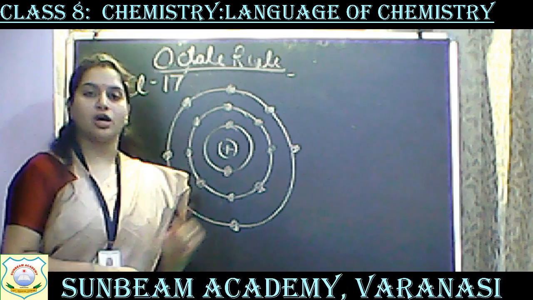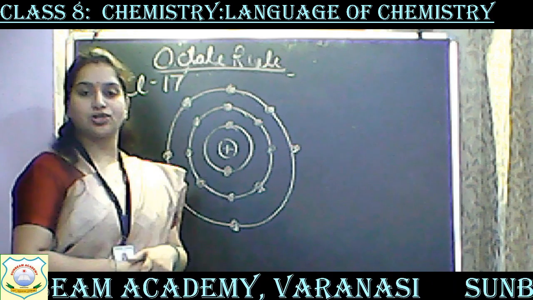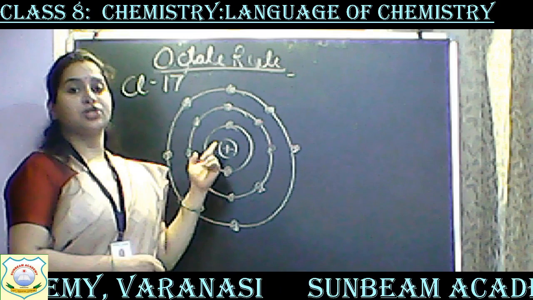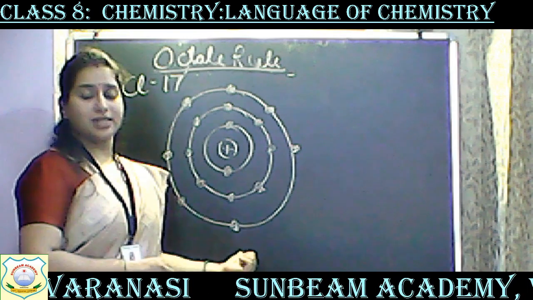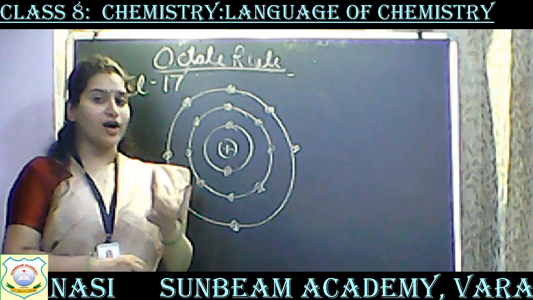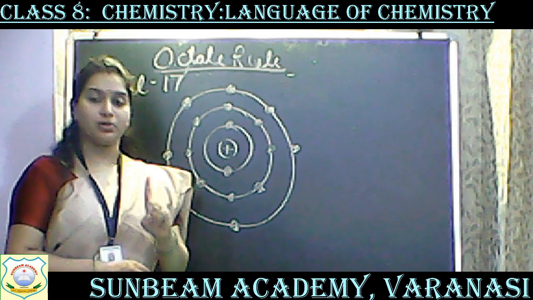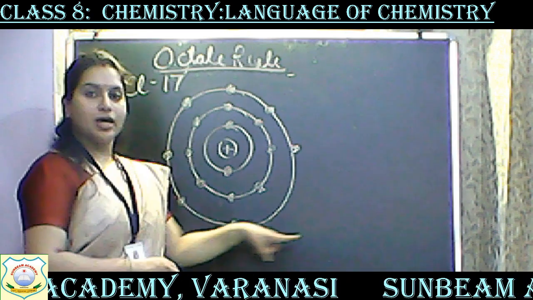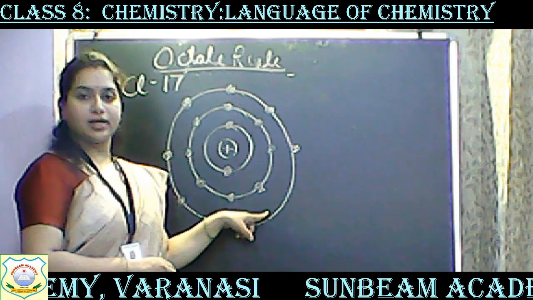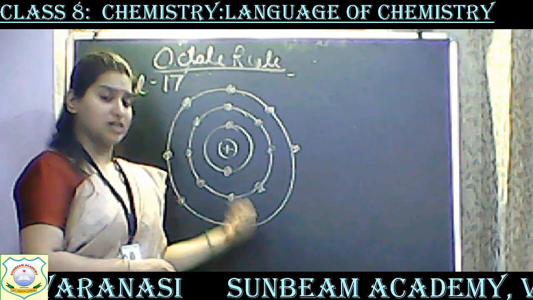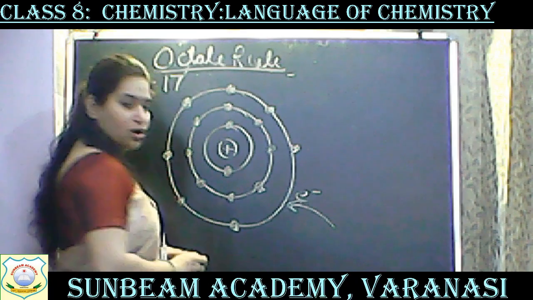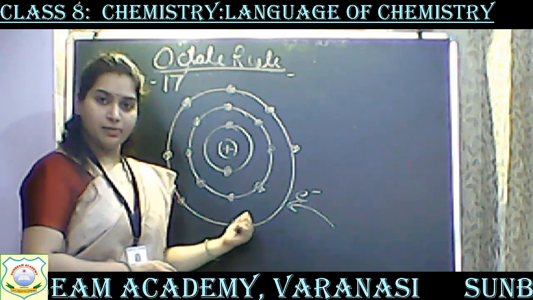Alright, so now how many electrons are there in its outermost shell? 7 electrons. According to the octet rule, to make it stable, we require 1 electron. How much electron we require? We require 1 electron. There are 7 electrons, we have to add one more electron, so what will it become? Stable. So we will add 1 electron to make it stable.